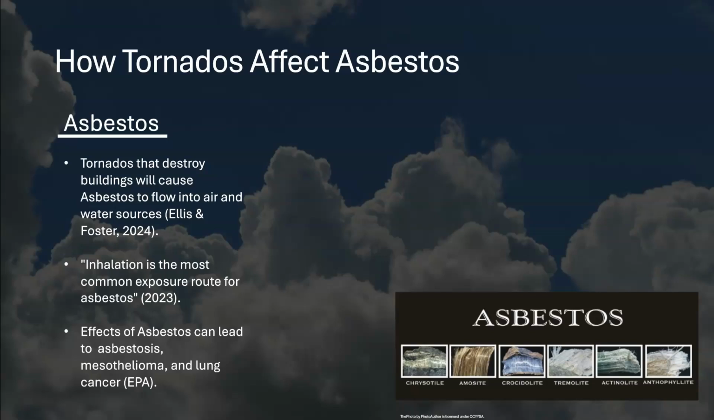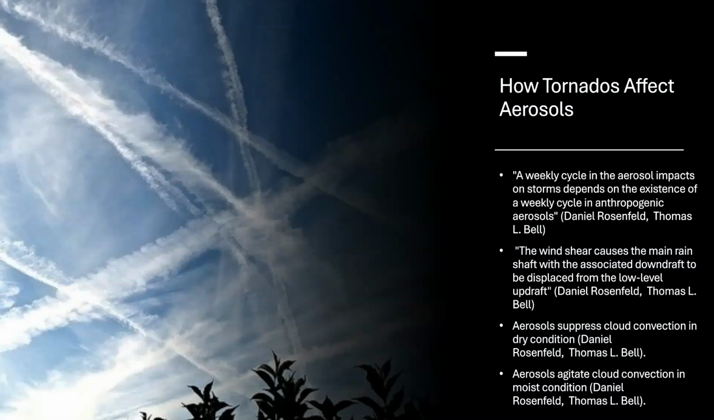And one of the ways asbestos affects our air quality is that when these tornadoes damage old buildings and even the newer buildings we have today, it leads to negative health effects within our communities, and it leads to negative effects within our atmosphere, leaving our air quality very harsh and troublesome to inhale and breathe in. Furthermore, another way tornadoes affect our air quality is through aerosols.